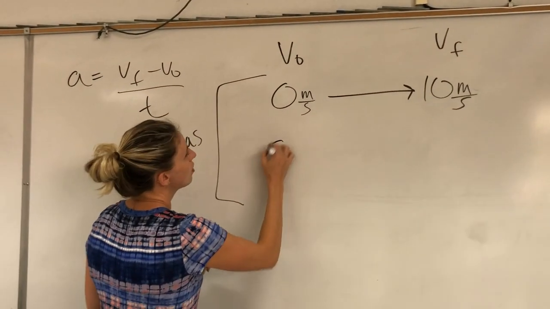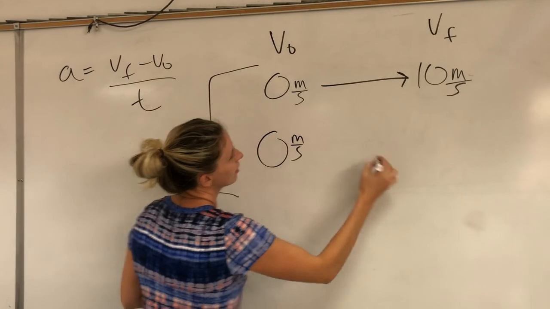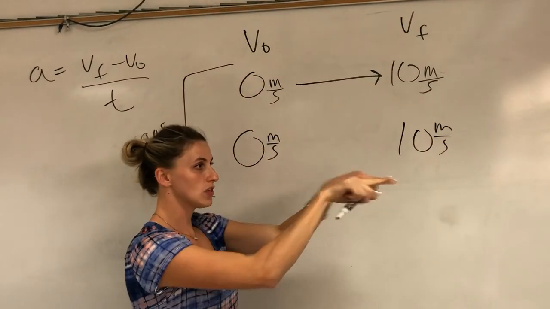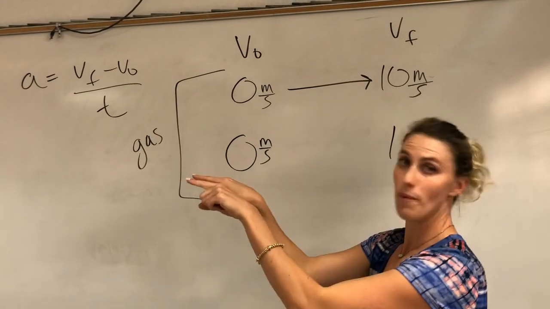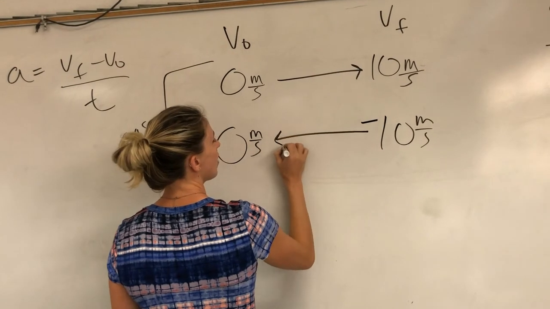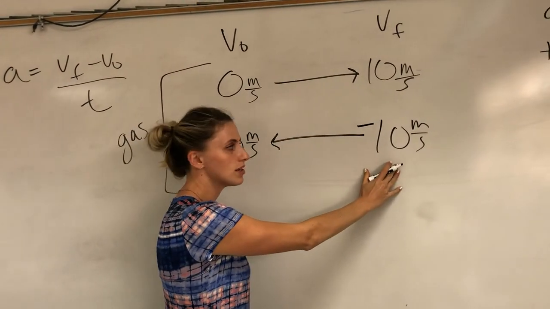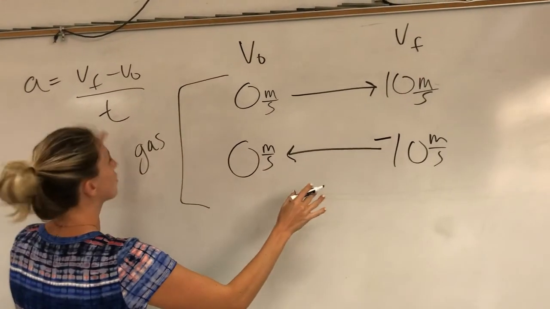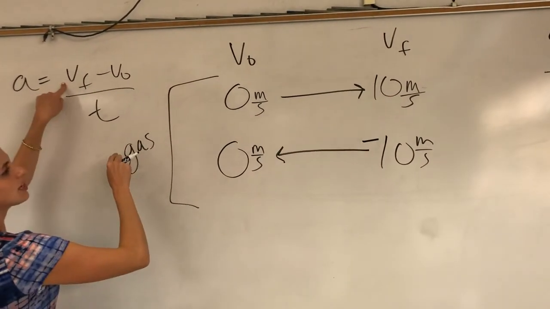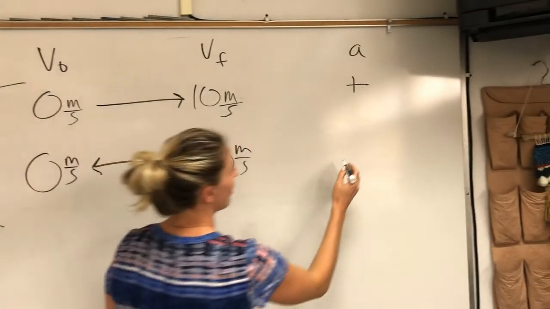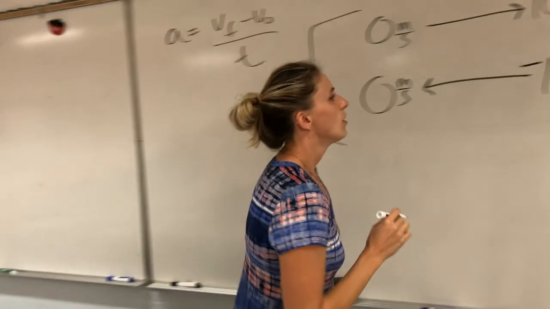Now again, same things here. 10 meters per second, but this time instead of going this way, we're going the opposite direction. So my velocity is negative here, and I'm going that way, but the magnitude, the number, is still the same. It's just the direction. So what does this mean for our equation? Negative 10 minus 0 gets me a negative number.